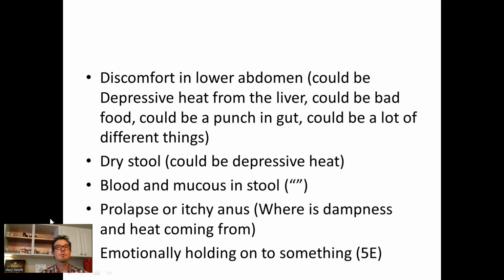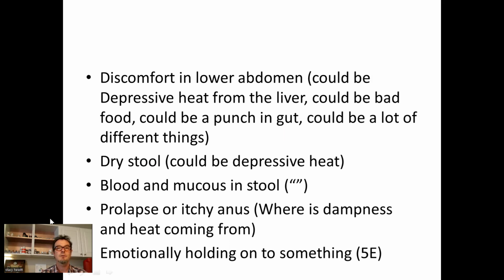Blood and mucus in the stool. Well, it could be the same thing. It could be not that it's just the large intestine by itself that's sick and that's what's causing this. It could be the liver is attacking it. So just explore these other avenues before you are committed to saying this is definitely a large intestine symptom.